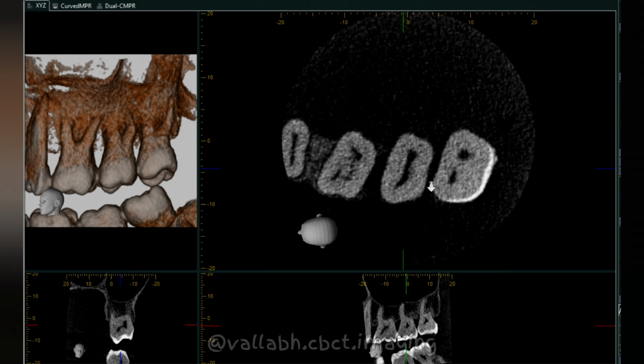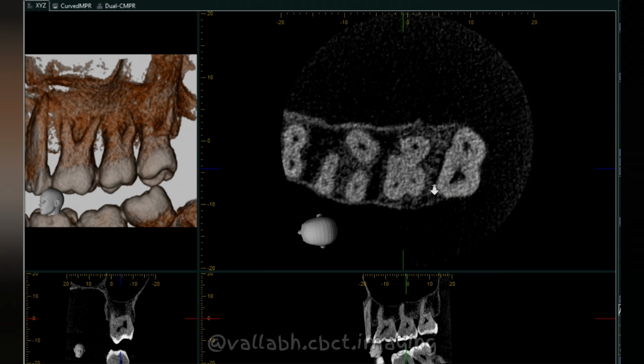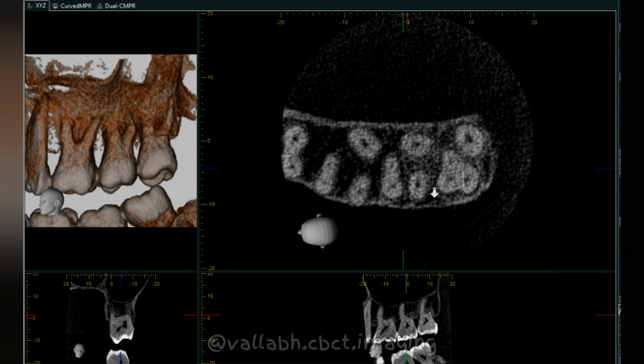And as we go down, you can see the radiolucent line is not visible. There is evidence of MB canal. So this is MB1, MB2, palatal, and distobuccal canal. So 4 root canals are available in the 3 roots.